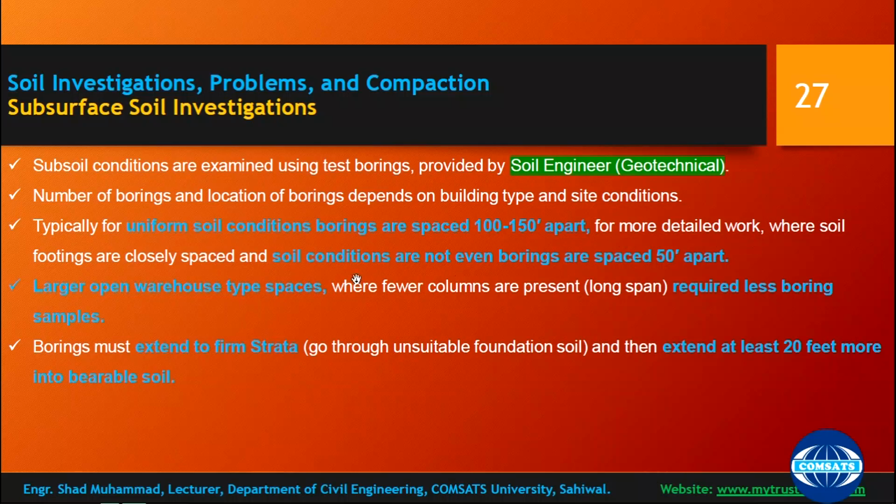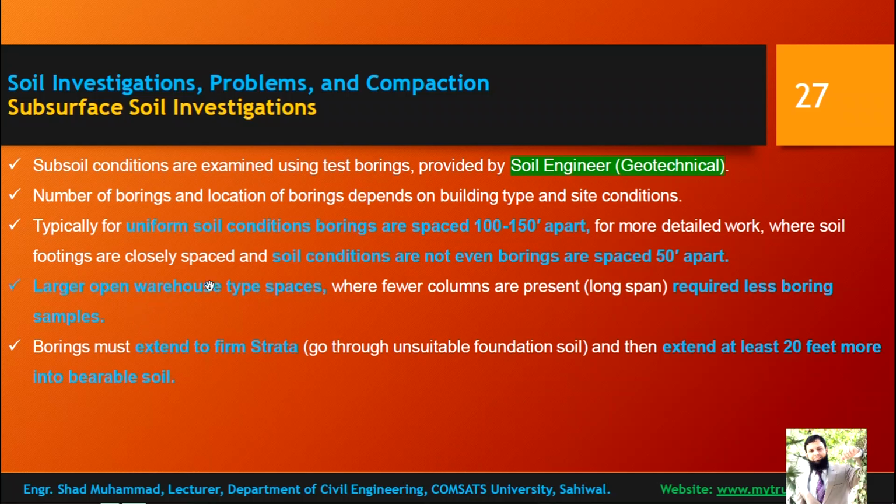And for more detailed work where footings are closely spaced and soil conditions are not even, borings are spaced 50 feet apart. So if the soil conditions are not uniform, then you can reduce the spacing. For larger open warehouse-type buildings with fewer columns and long spans, fewer borings are required. Borings must extend through unsuitable foundation strata and extend at least 20 feet more into the bearing soil.